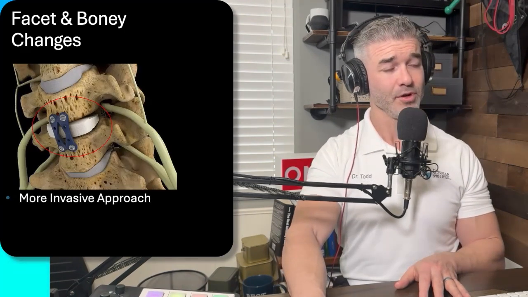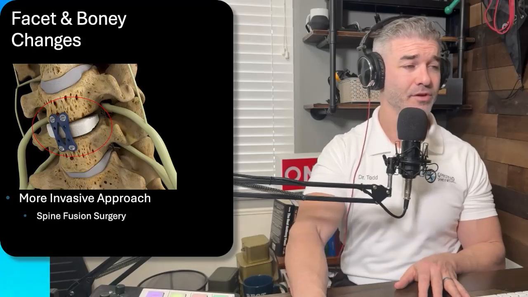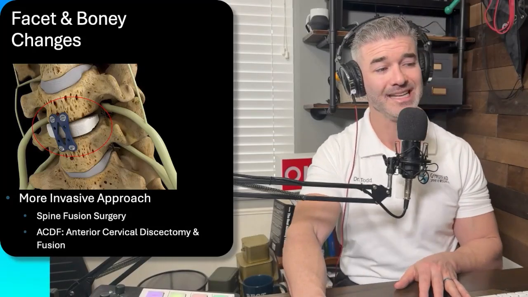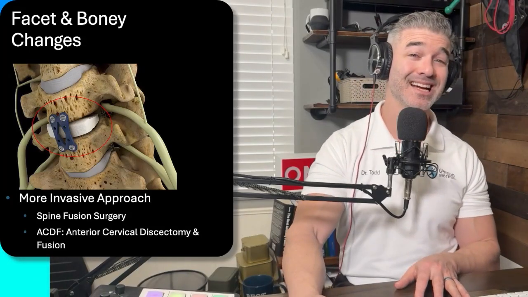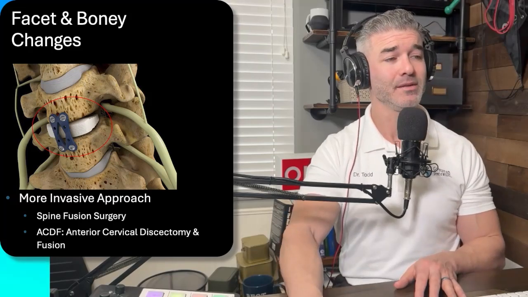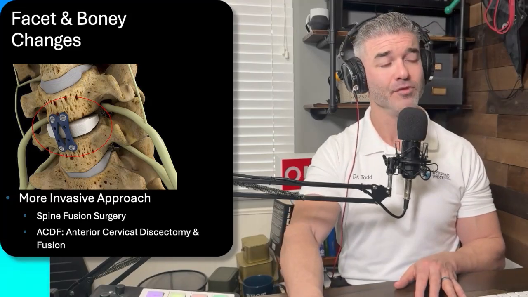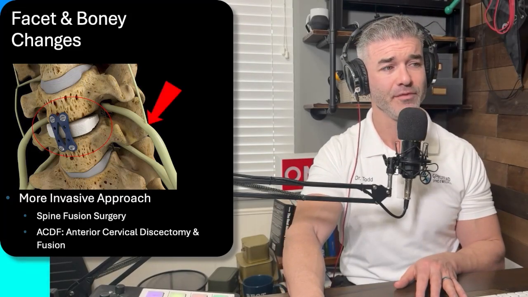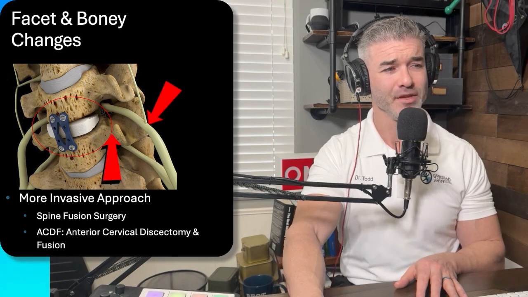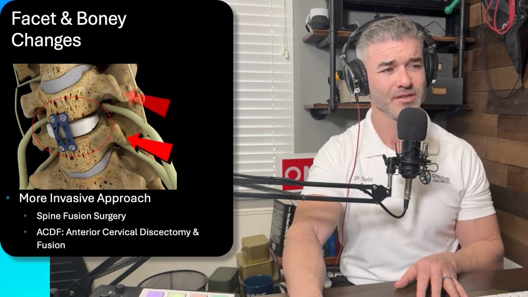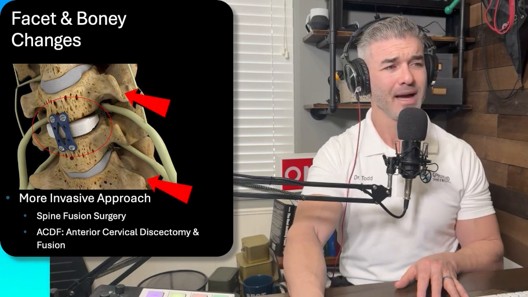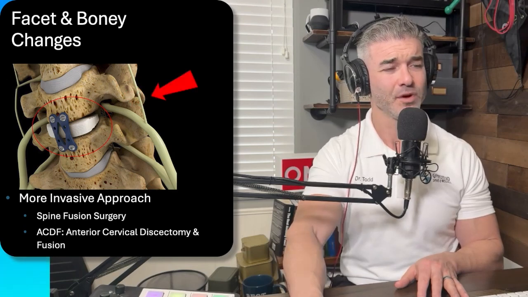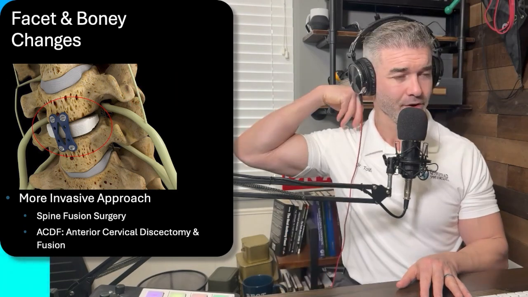So a more invasive approach would be an anterior cervical fusion, which is called an ACDF. Anterior cervical discectomy and fusion. Discectomy means they are removing the disc. So this is the front of the spine. This is the nerve. The spinal cord's back in here. These joints here are the facet joints. Back over here is the spinous process. That's where, if you touch the back of your neck, you feel that bony prominence.